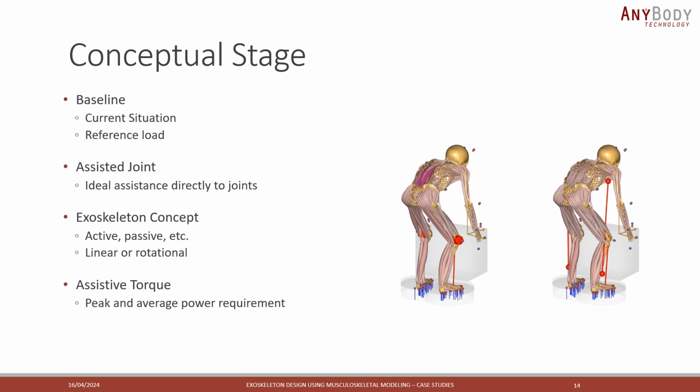Next, you want to find the best way to provide assistance for your activity. You can do that by applying ideal assistance to different joints and exploring different functions and combinations of assistance and so on.